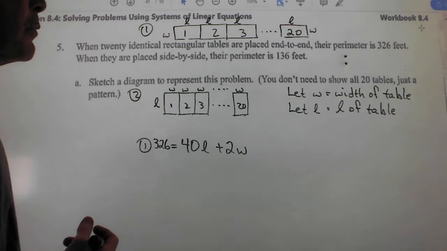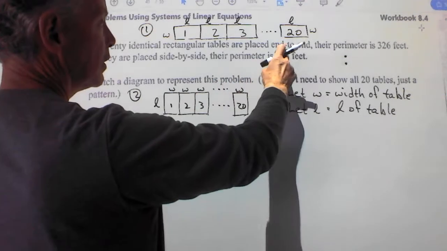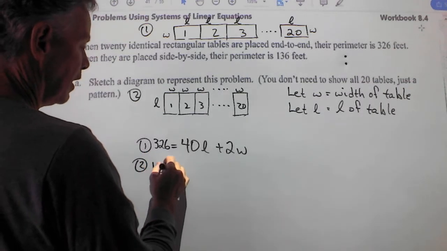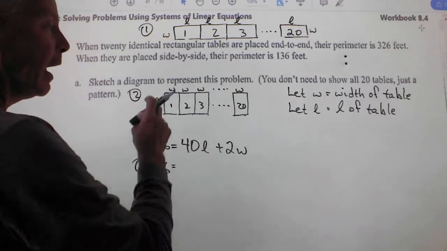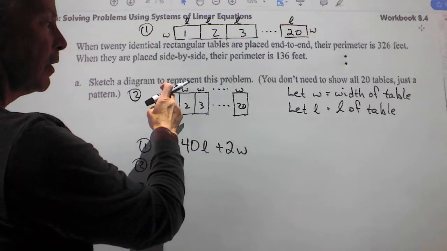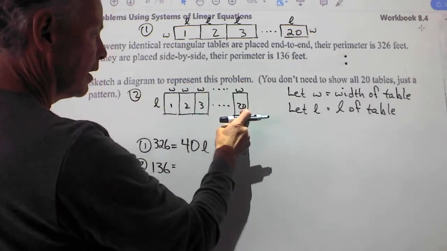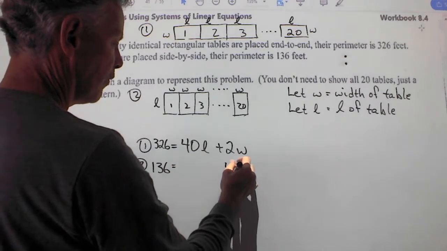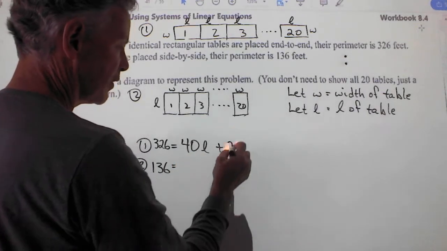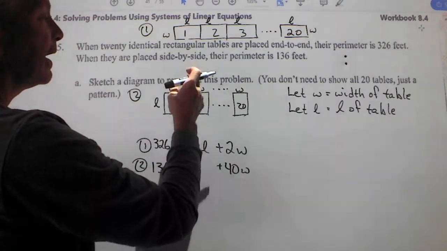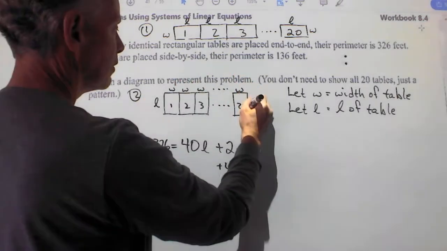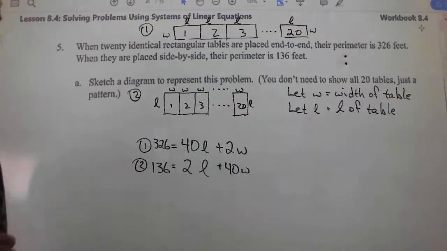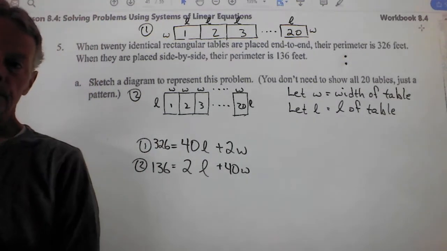How about equation number 2? Well, for equation number 2, our perimeter is different. It's only 136 feet, and it's made up of 20 widths, another 20 widths across the bottom, so 40 widths. I'm just lining these up. And then our lengths, we've got one here, we've got another one at this end, so we've only got 2 lengths, okay?